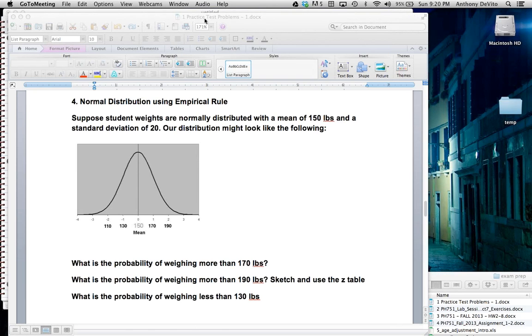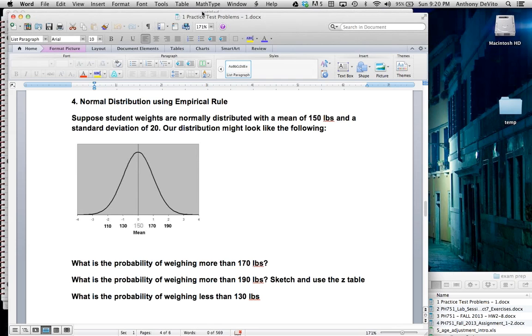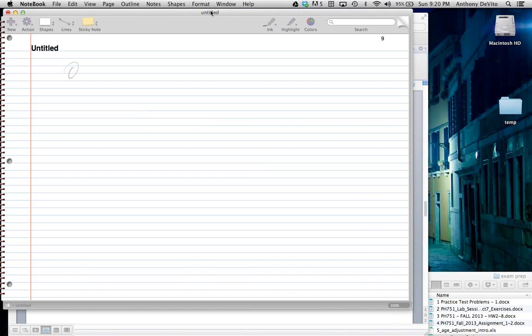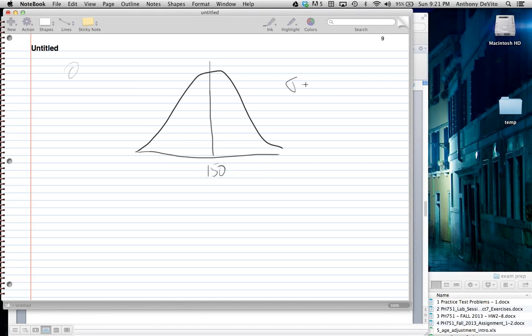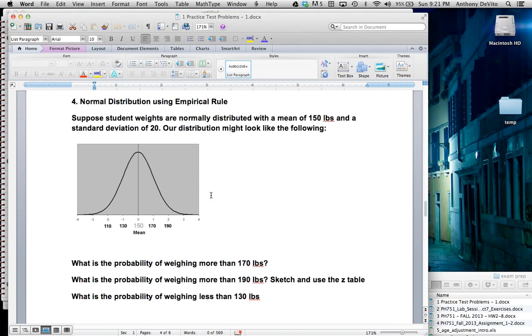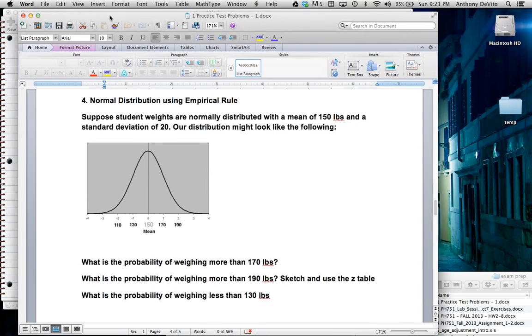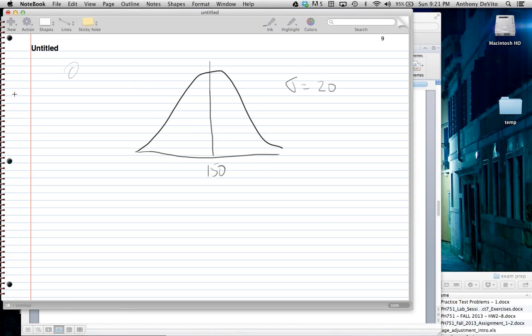Okay, I'm gonna pull up a notepad here, and I'm gonna just sketch something quickly. Okay, here's our normal distribution. Our mean is 150 pounds. Our standard deviation is equal to 20, I believe. And we're looking at what's the probability of a randomly selected individual weighing more than 170 pounds.